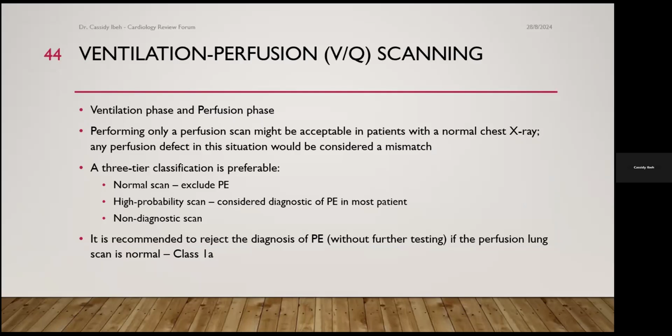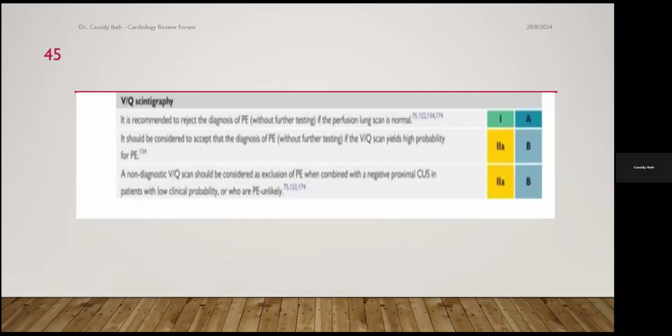Now, using ventilation perfusion scanning, you have the ventilation phase and the perfusion phase. Performing only a perfusion scan might be acceptable in patients with a normal chest X-ray, and any perfusion defect in this situation would be considered a mismatch. So we may have a three-tier classification: a normal scan that excludes PE, a high probability scan considered diagnostic of PE, and a non-diagnostic scan. It is recommended to reject the diagnosis of PE without further testing if the perfusion lung scan is normal. It's a class 1 indication as shown here.